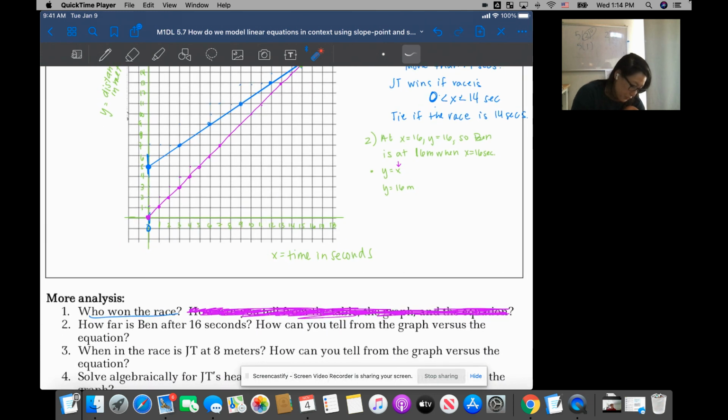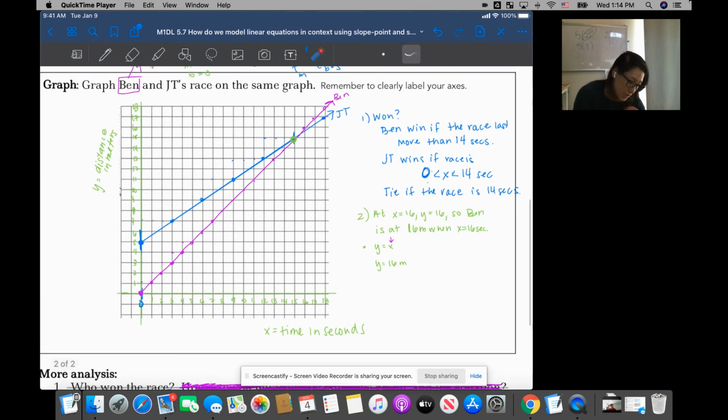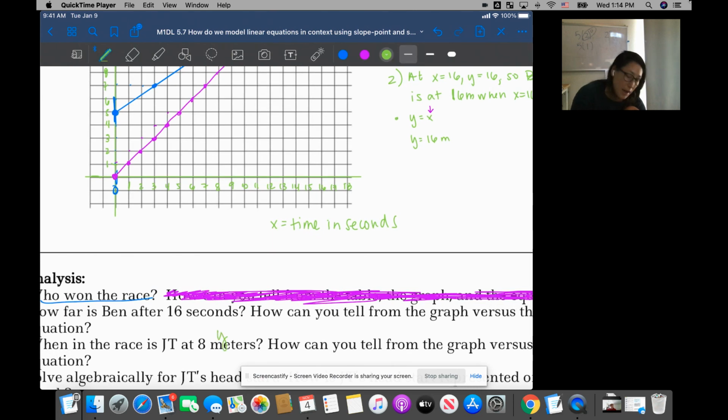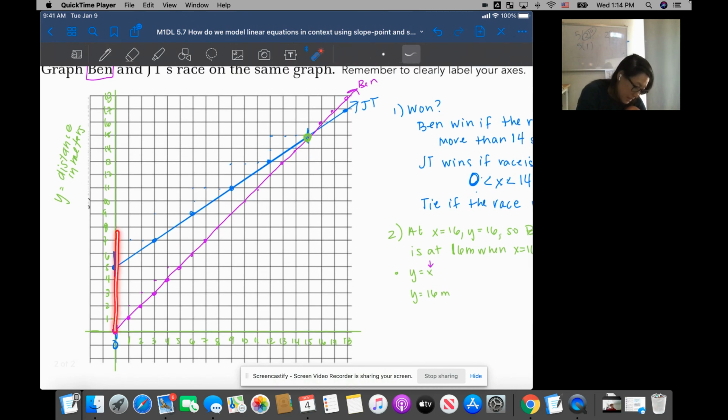Number 3, 2 more. So when in the race is JT at 8 meters, how can you tell on a graph versus the equation? Okay, so first we're going to look at JT at 8 meters, and I'm like, oh, 8 meters. That is the y value. Meters is y. So I have to go to 8 on the y-axis right here. Okay, and then I make a line over to JT's graph, and it looks like right here, I'm thinking that the time is about 4.5 seconds.